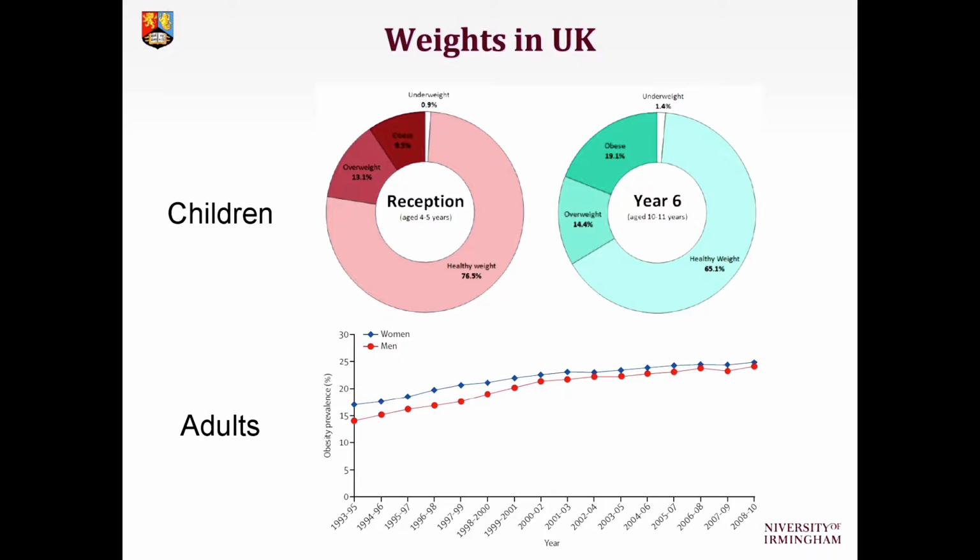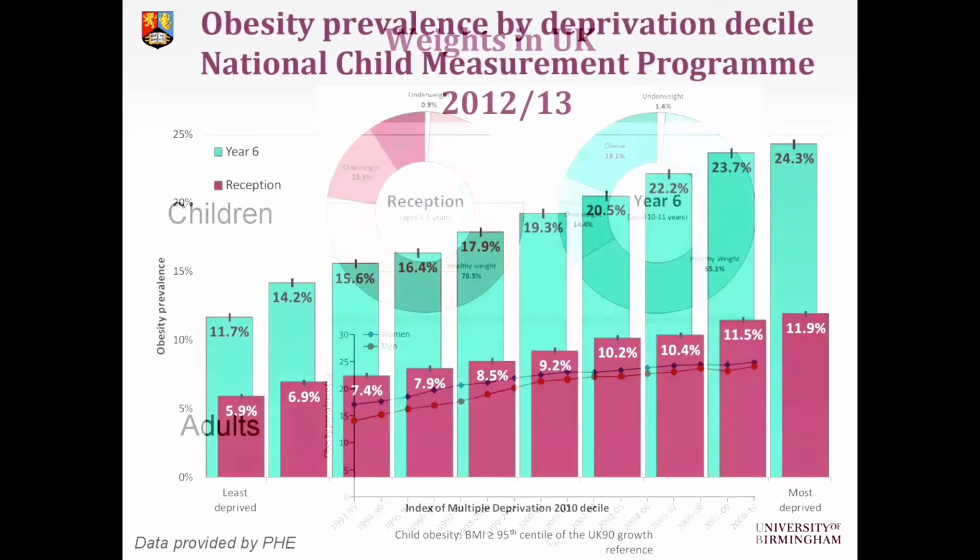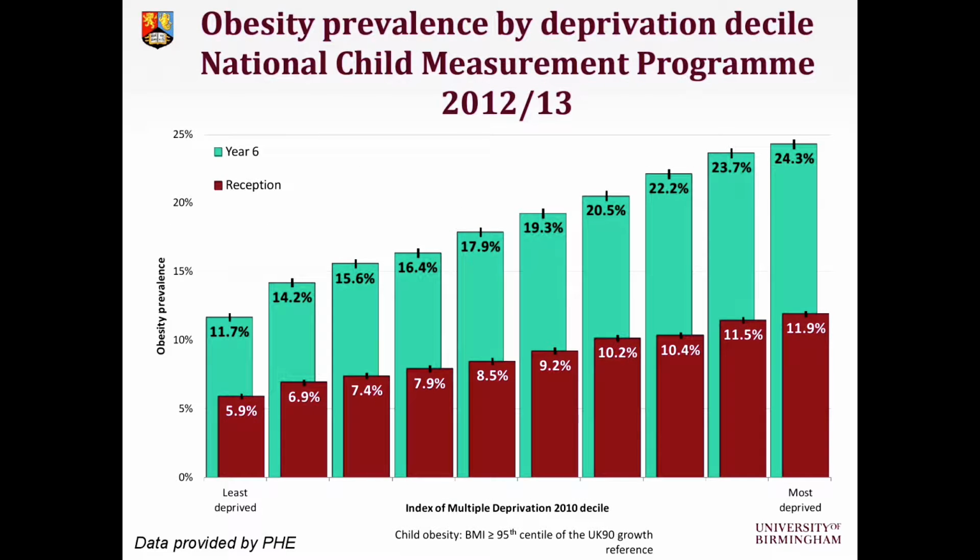And as adults, we've been getting bigger as well. And the BMI, as you all know, has been increasing over the last 10 to 20 years. And the same for most Western countries, but particularly the US and the UK. So this is the obesity prevalence in children presented a different way.